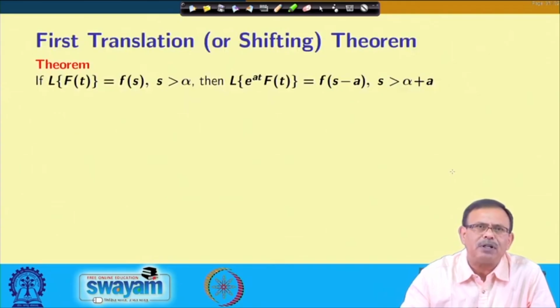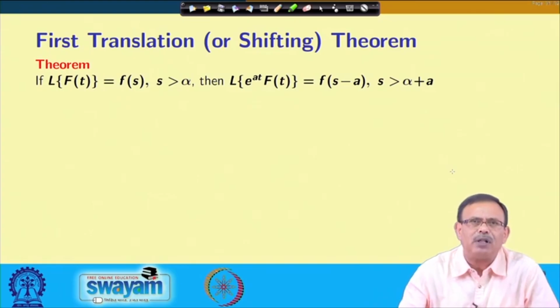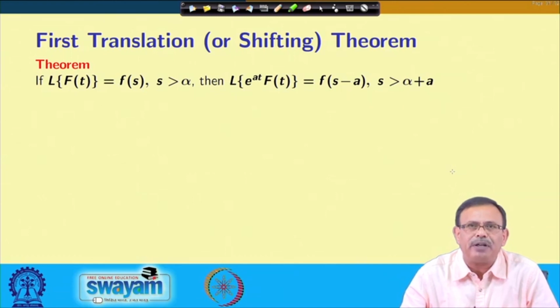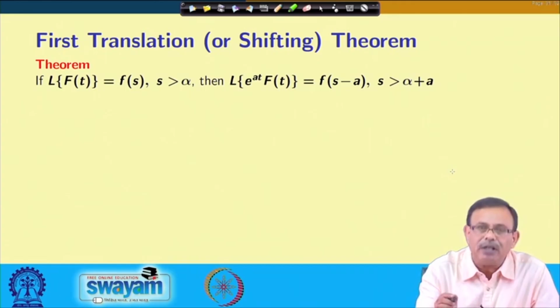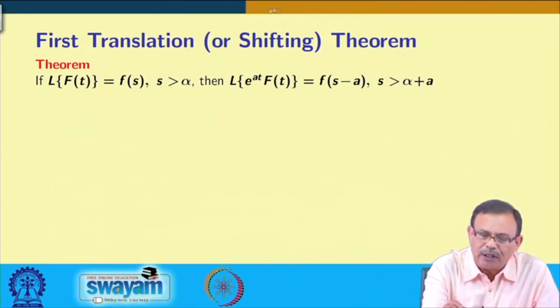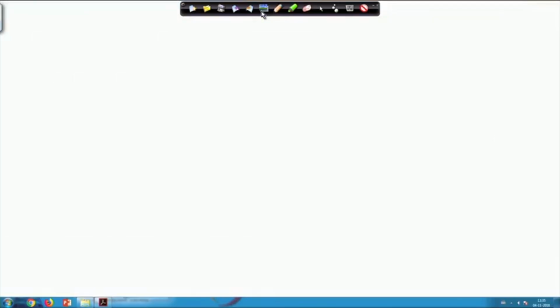The first property is this one: if the Laplace transform of f t equals F s, then the Laplace transform of e power a t into f t is F of s minus a. Please note this one. Let us see how we can derive this.